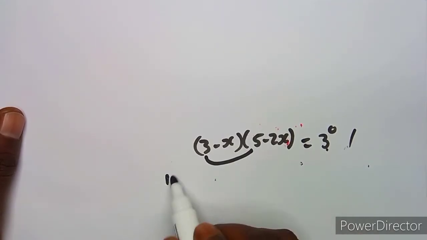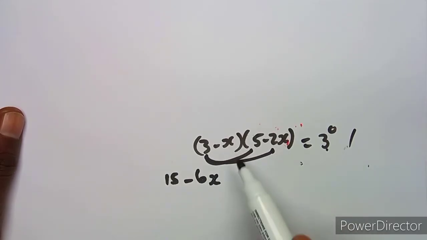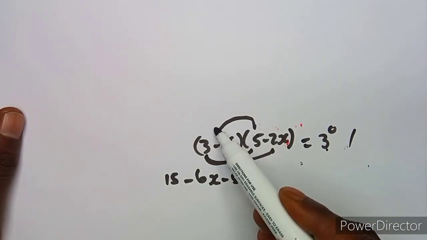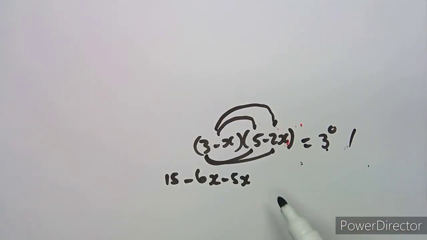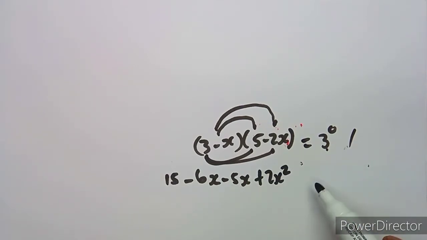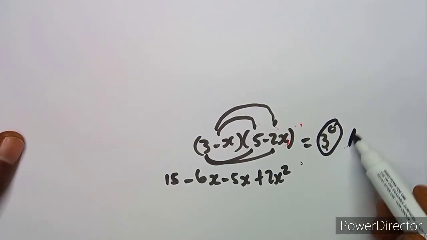3 times 5, which is 15. 3 times minus 2, which is minus 6x. Minus x times 5, which is minus 5x. Minus x times minus 2, which is going to be plus 2x squared. Yeah, that's going to be plus 2x squared. And this one we said it's a 1. 3 to the exponent of 0 gives us a 1.